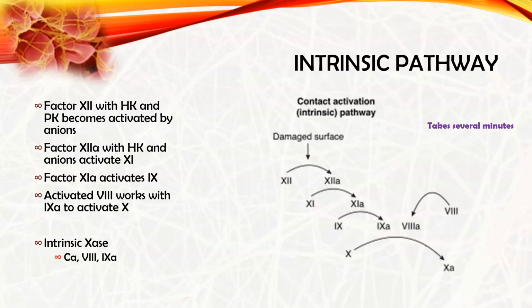Okay, now we have the intrinsic pathway, and this takes 3 to 8 minutes to get going, so this isn't as quick as the tissue factor, the extrinsic pathway. So what happens here is we have our damaged surface, and we have a negative charge on the damaged surface. So we have factor 12 along with its cofactor HK and PK. These negative ions cause these to become activated. And activated 12A along with its cofactor HK activates 11 to 11A. 11A activates 9 to 9A.